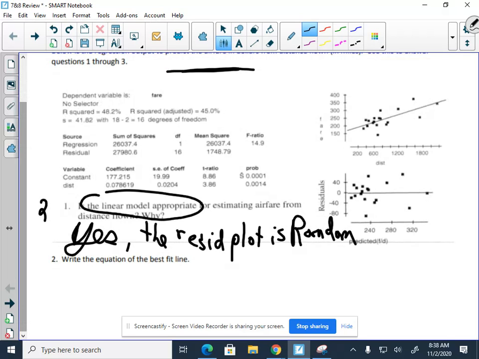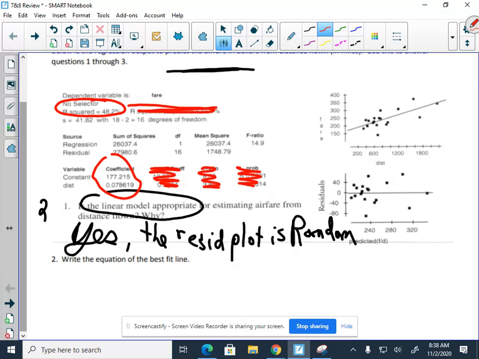So remember, there's a lot of extra stuff that we're not going to use till a later chapter. All this stuff, standard error of the coefficient, t-ratio, probability, none of that's going to be used. R squared adjusted, we don't need that one. We may need R squared, but we definitely need these coefficients. This should be so simple on the test. You have to know that the top one is B0 and the bottom one is B1. Then you just have to fill it in.